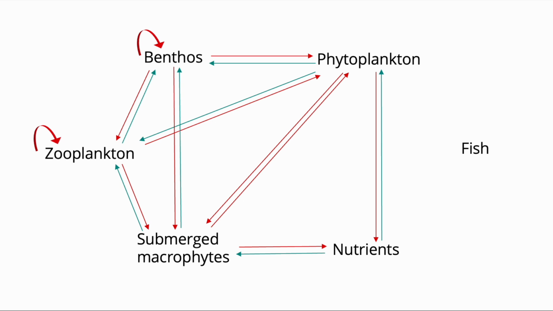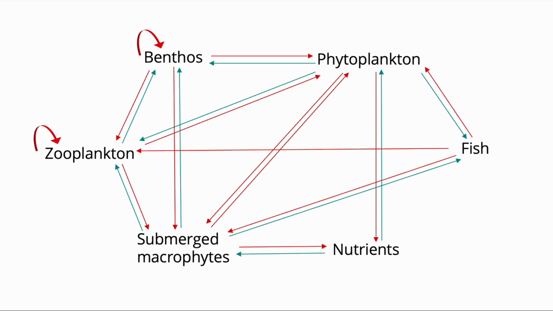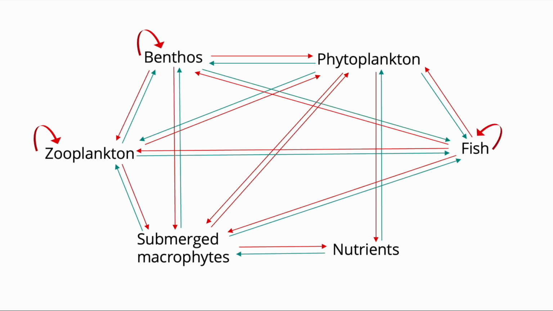Fish negatively affects submerged macrophytes because they eat them, and then this again positively affects the fish. Further, fish also negatively affects phytoplankton by eating them, and this also positively affects the fish. Fish also eat zooplankton, so this negatively affects zooplankton, while fish also increases by eating them, and they also eat benthic macrofauna, and this also positively affects fish. And fish also consume themselves, and this negatively affects their population.